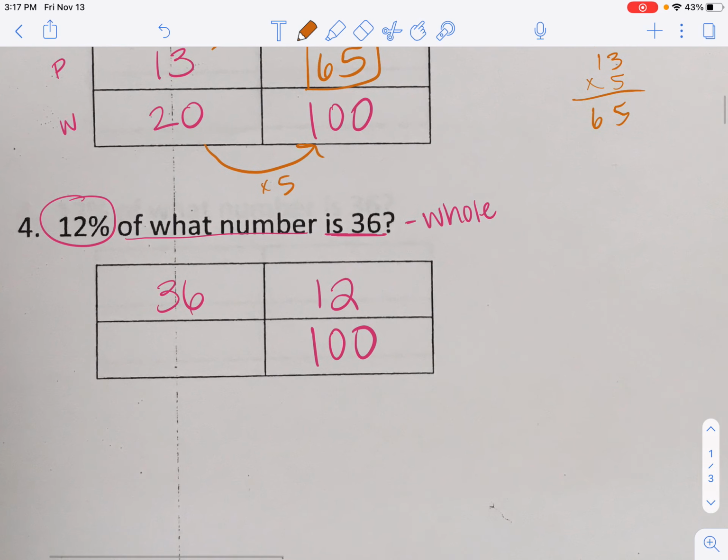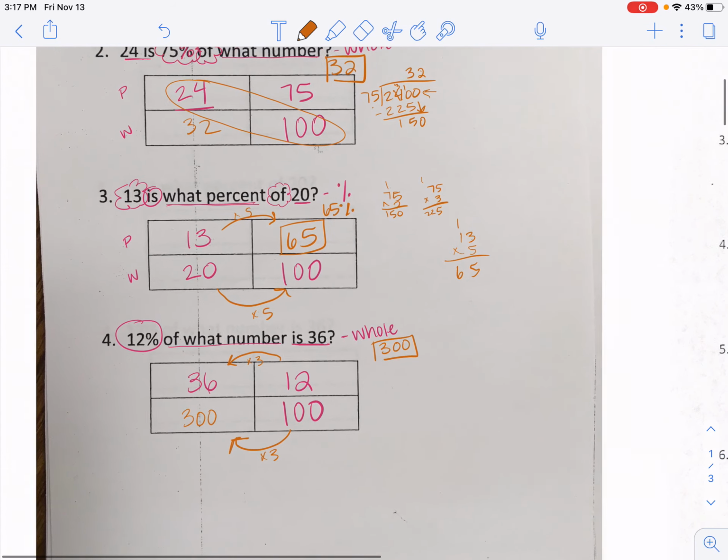Number 4, we're looking for the whole this time. So 12% of what is 36? So again, I don't see anything that I could really, oh, yes I do. So to get from 12 to 36, I could multiply by 3, because 12 times 3 is 36, so I can do the same thing right here, and I get 300. So that means that 12% of 300 is 36.